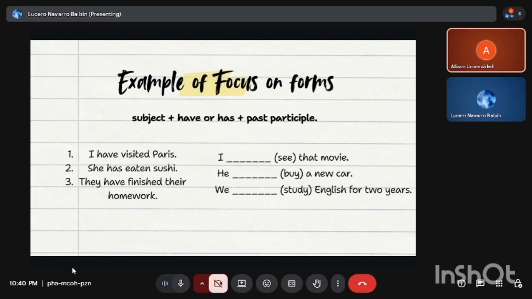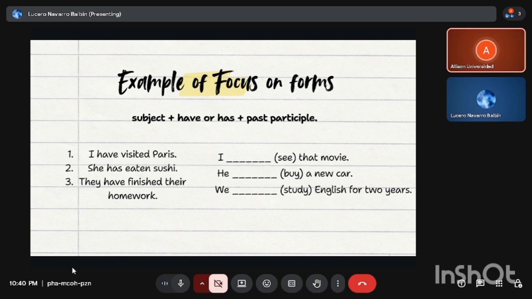Okay. As the professor says, good morning. Today we're going to focus on the present perfect tense. Listen carefully to these sentences. I have visited Paris. She has eaten sushi. And they have finished their homework. Now, look at the structure. Can you see the pattern? We use subject plus have or has as the auxiliary plus the past participle verb. Remember, have goes with I, you, we, and they, and has goes with he, she, and it. Let me show you. I have traveled, he has traveled.